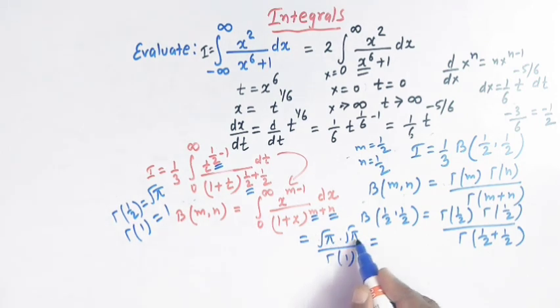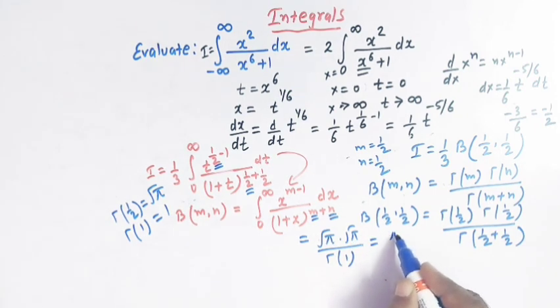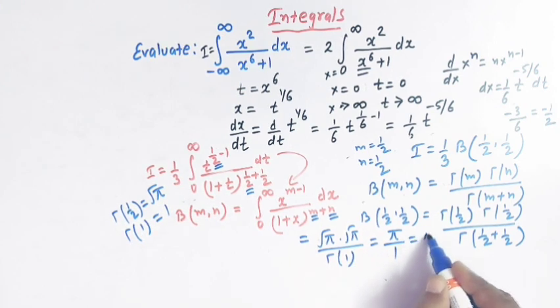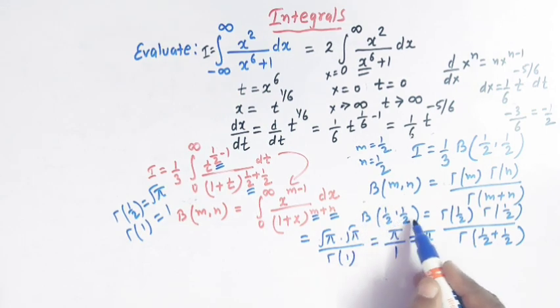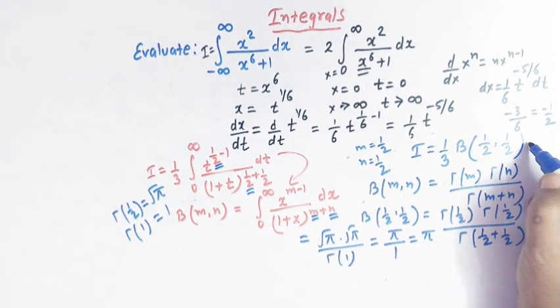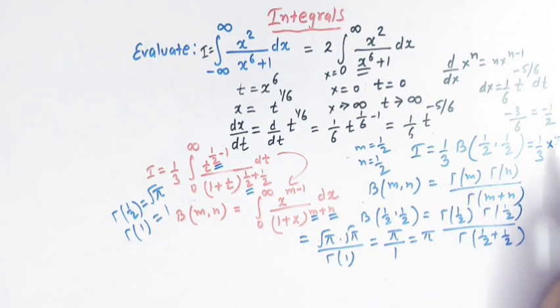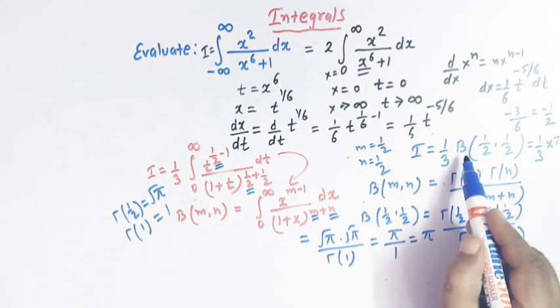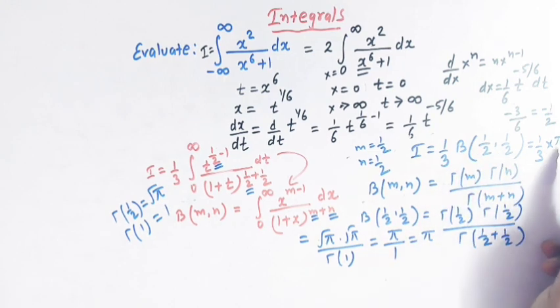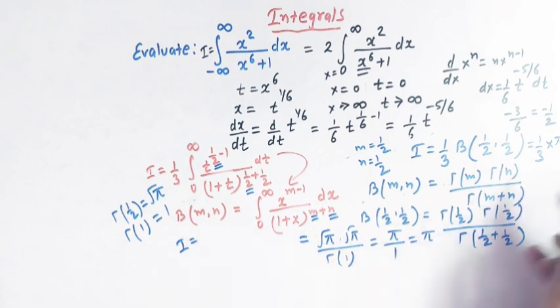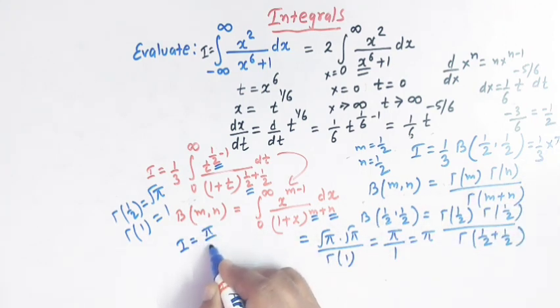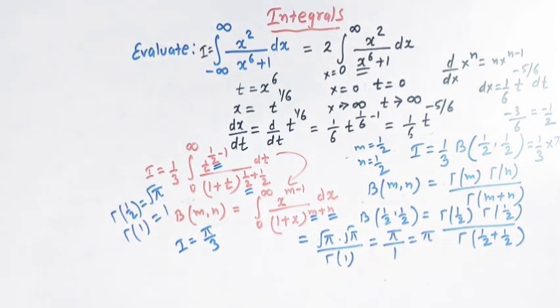So root pi times root pi is equal to pi, and gamma 1 is equal to 1. So this is equal to pi. So the value of beta(1/2, 1/2) is pi. So here we have 1 over 3 times pi. Now the value of I is given as pi by 3.